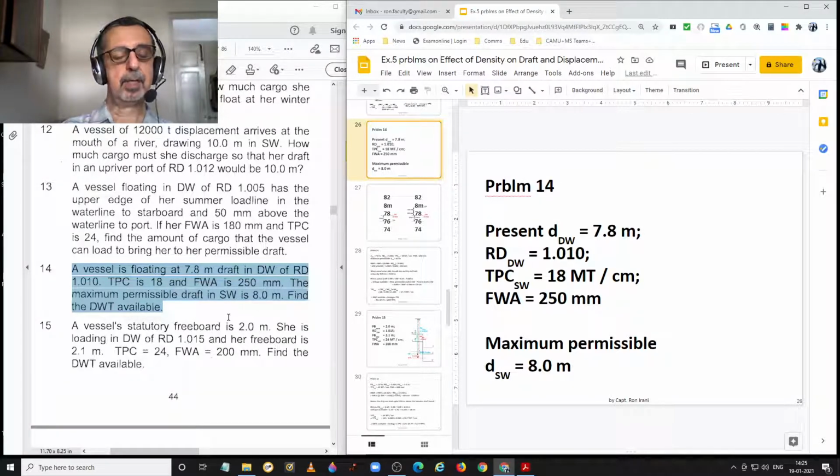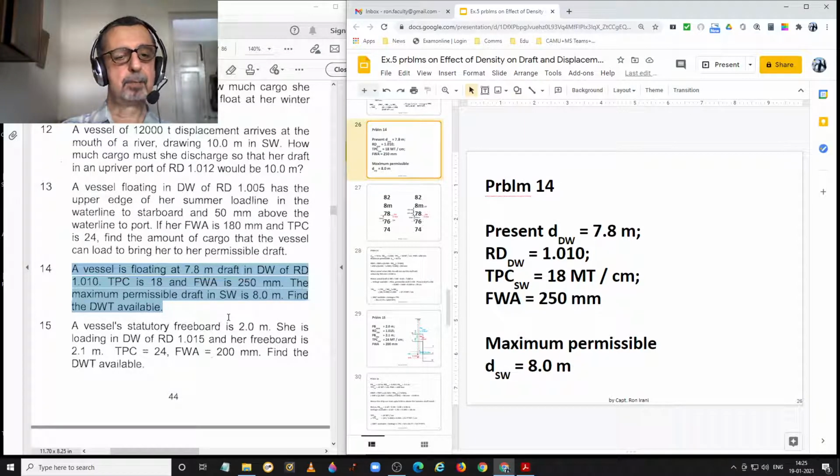Find the deadweight available. Now we know that to calculate deadweight available, you need two displacements. First displacement that you need is the displacement at your maximum permissible draft in salt water at 8 meters. Another displacement that you will need is at 7.8 meter draft in dock water of 1.010. The difference between these two displacements will give you the deadweight available.